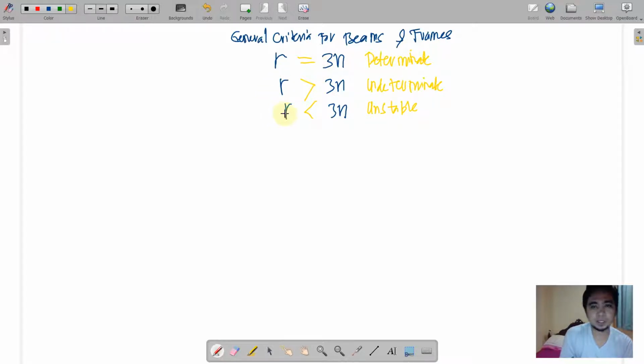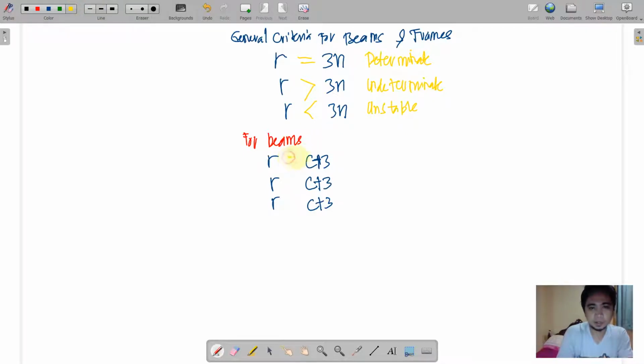So aside from this criteria, we also have criterion for frames, beams, and trusses. So let us start with beams. We have to compare now R to that of C plus 3. Okay, C plus 3. And again, we will be having 3 scenarios on this one.